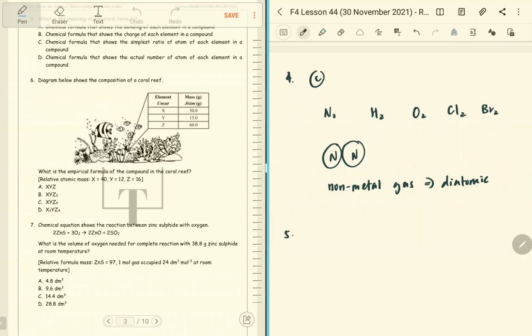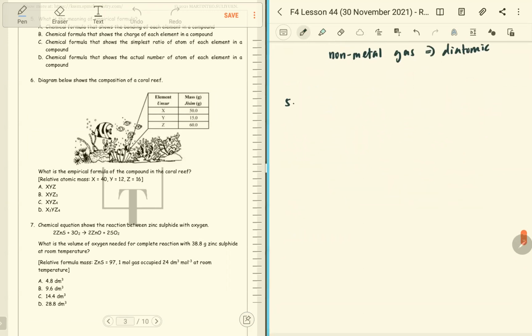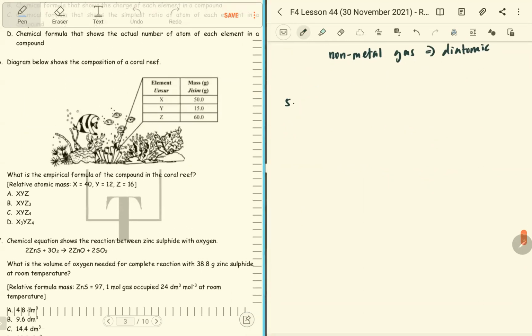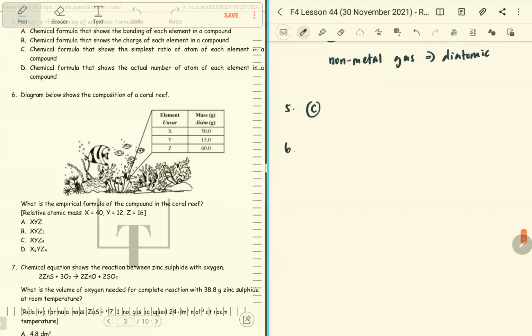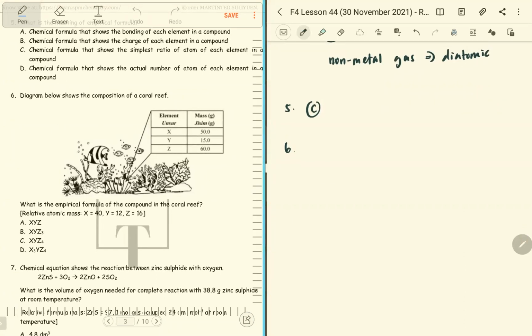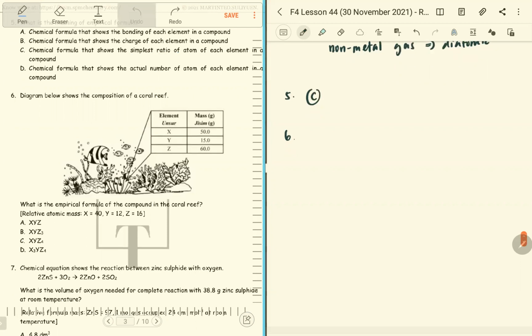All right, let me discuss. Number 5 should be very easy. What's the definition of empirical formula? We've seen this many times. The empirical formula is the chemical formula that shows the simplest ratio of atoms of each element in a compound. So C. And just another one: if you are asking for the molecular formula, then the answer is D, the actual number of atoms. So it's either the simplest ratio or the actual number, so we are looking at either C or D. The empirical formula is the one that shows the simplest ratio. Make sure you get this correct.